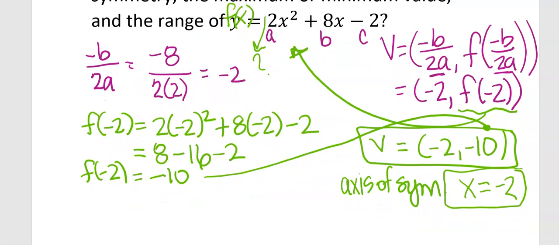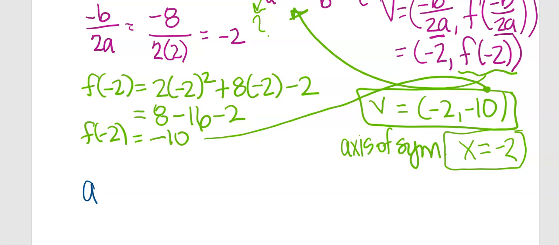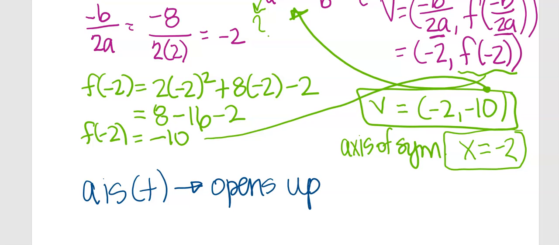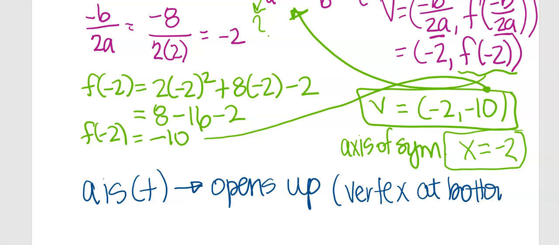Okay, I'm going to go up just a little bit. That means it opens up. And you don't have to necessarily write that. I think it helps. If it opens up, where's the vertex? At the top of the curve or at the bottom? At the bottom. So would it be a maximum or minimum? Minimum. So I'm going to put vertex at bottom. And then it's going to be a minimum.